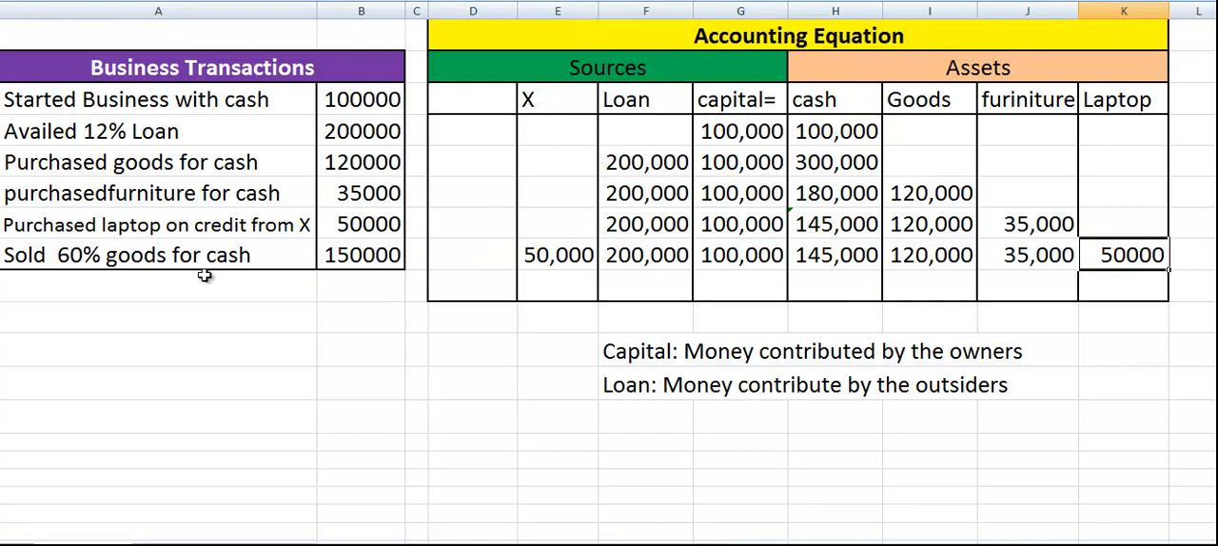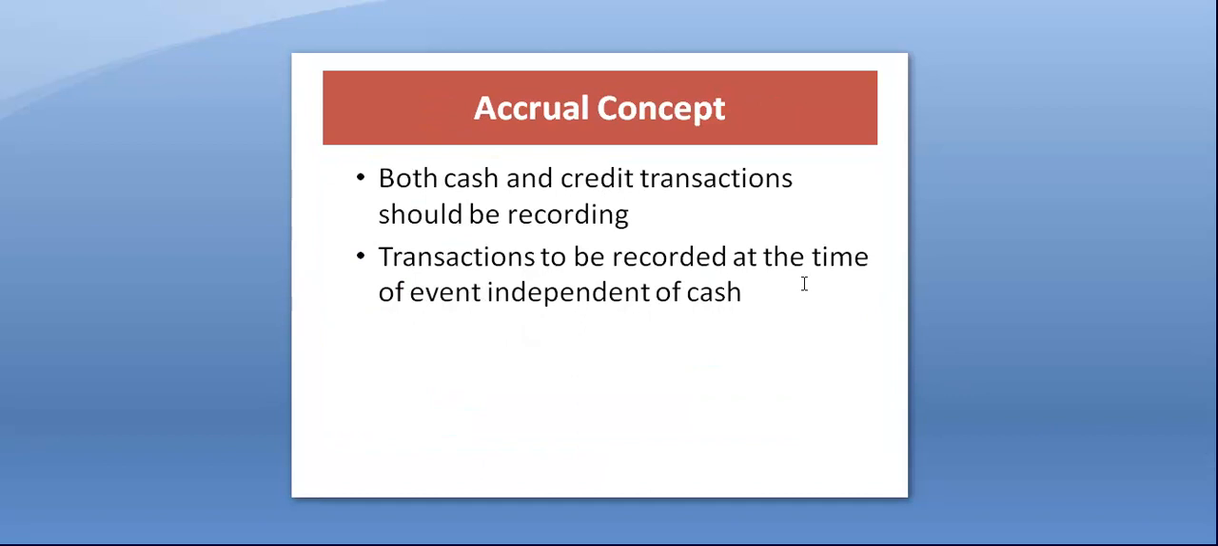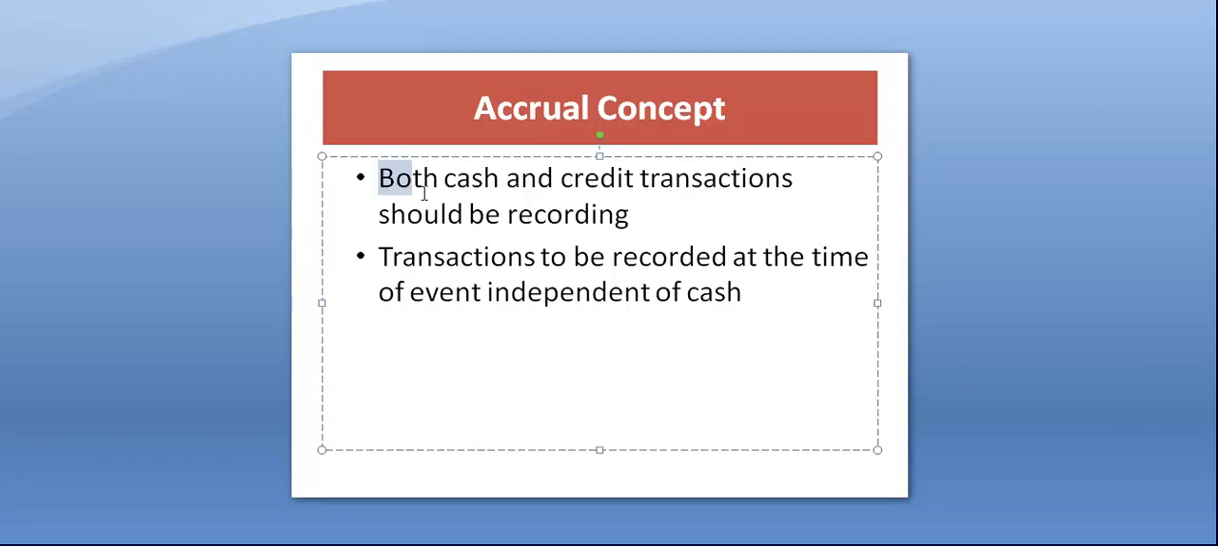Now they're selling. You can ask a question: why should I record the transaction on credit? There is a relevant accounting concept for that, which is the accrual concept. The entire corporate accounting is based on the accrual concept. It says both the cash and the credit transactions have to be recorded. That means the transaction is to be recorded at the time of the happening of the transaction or the event, independent of the cash.